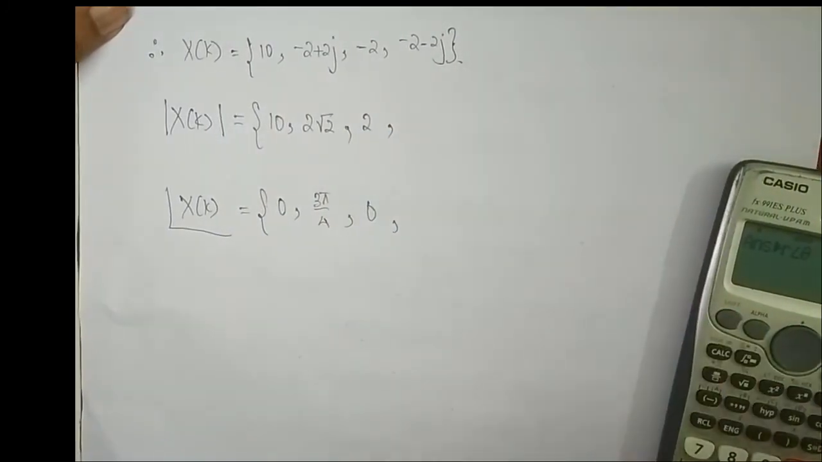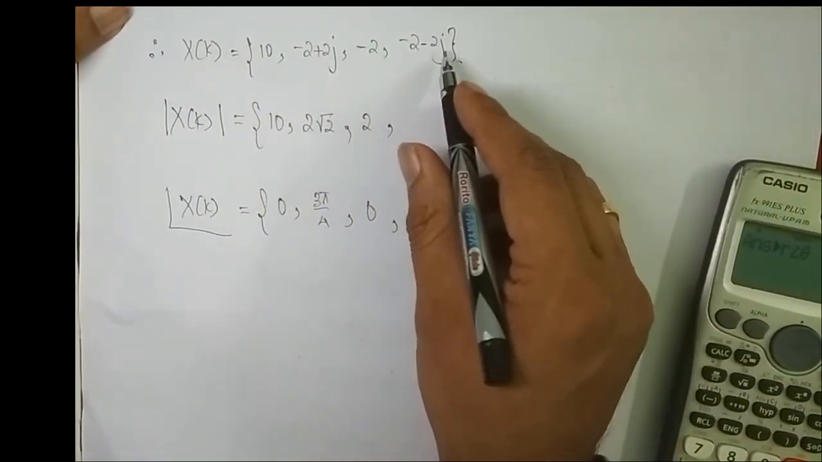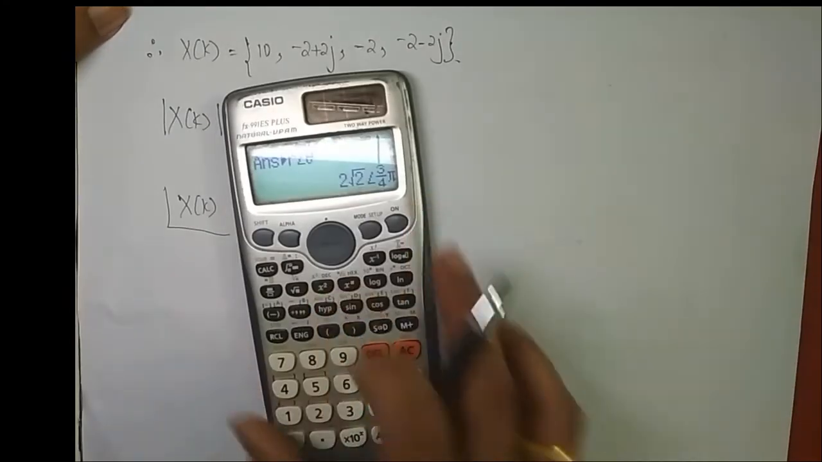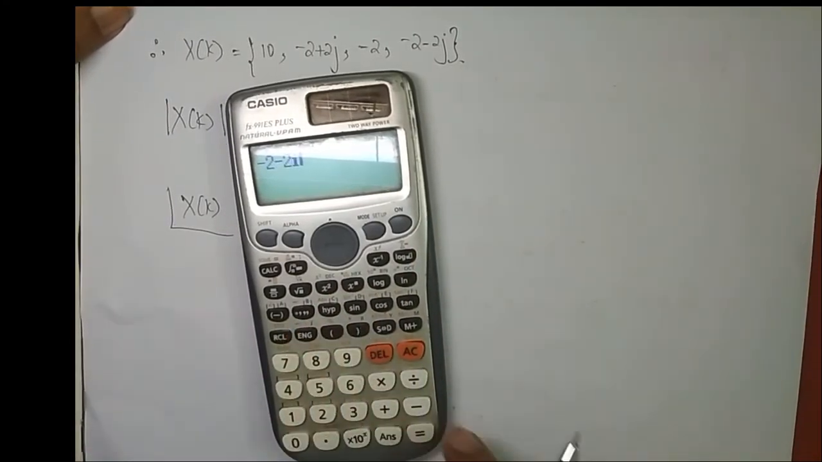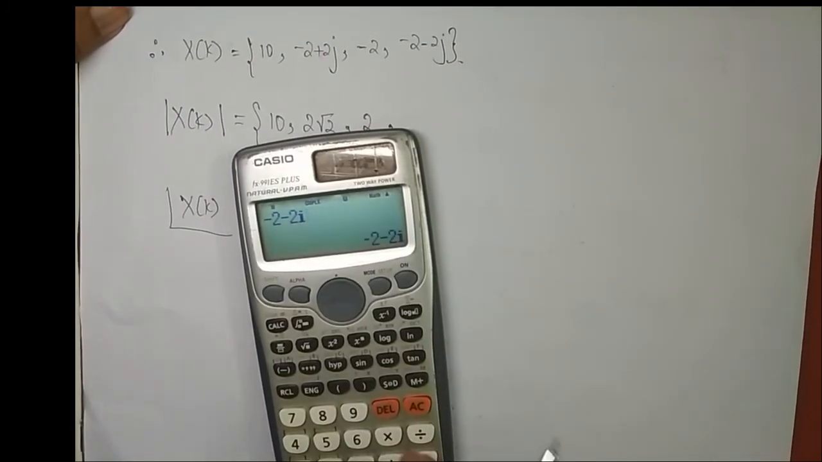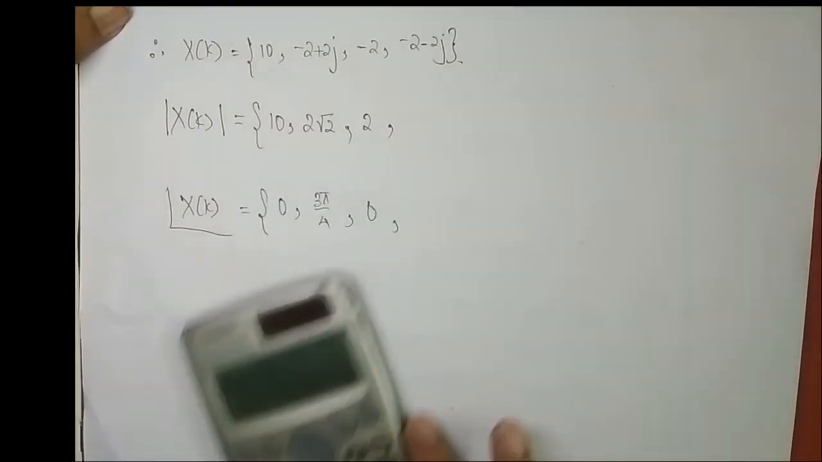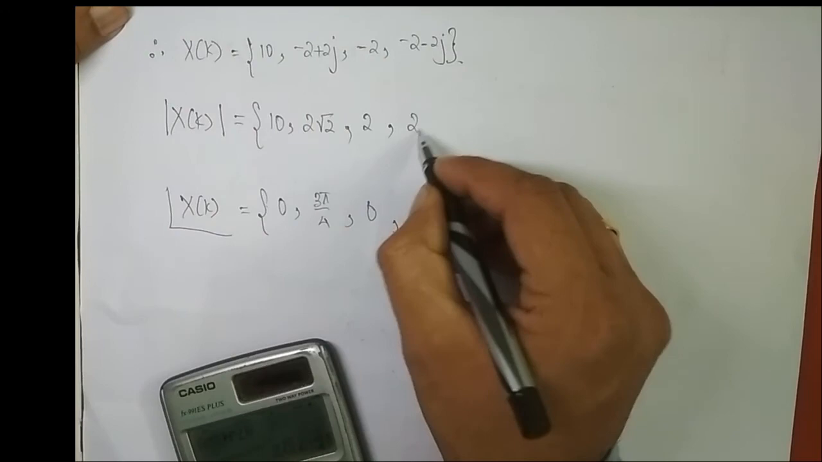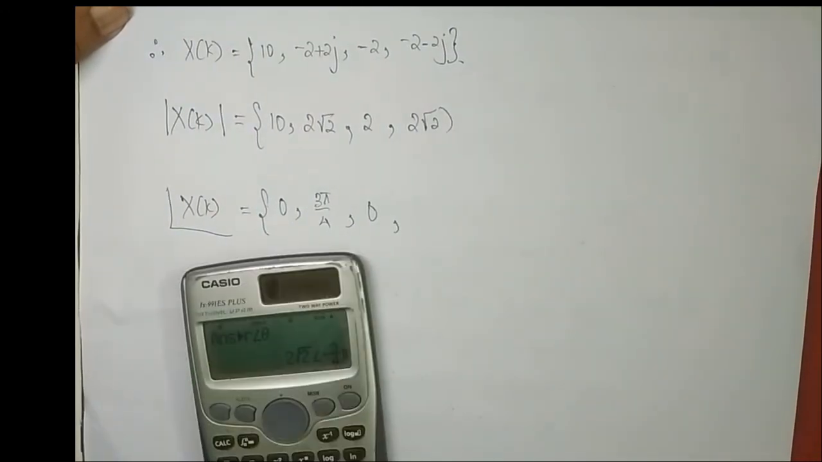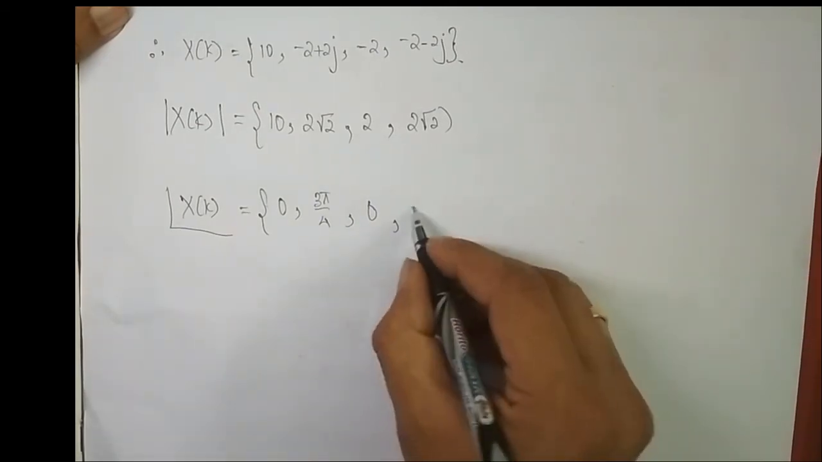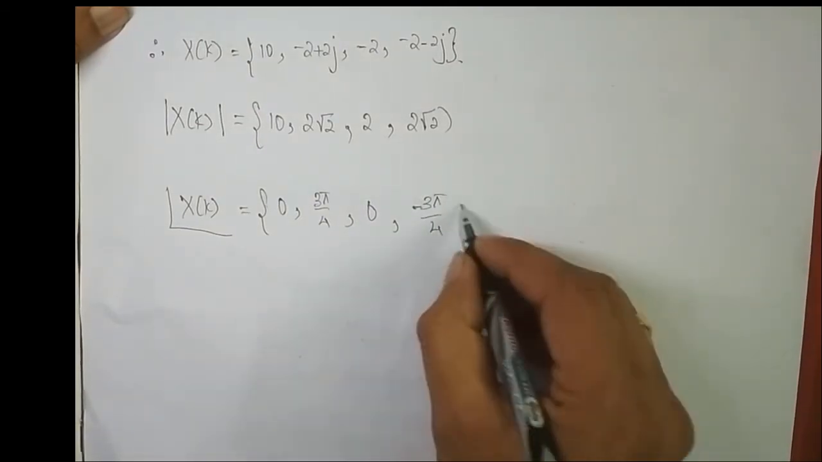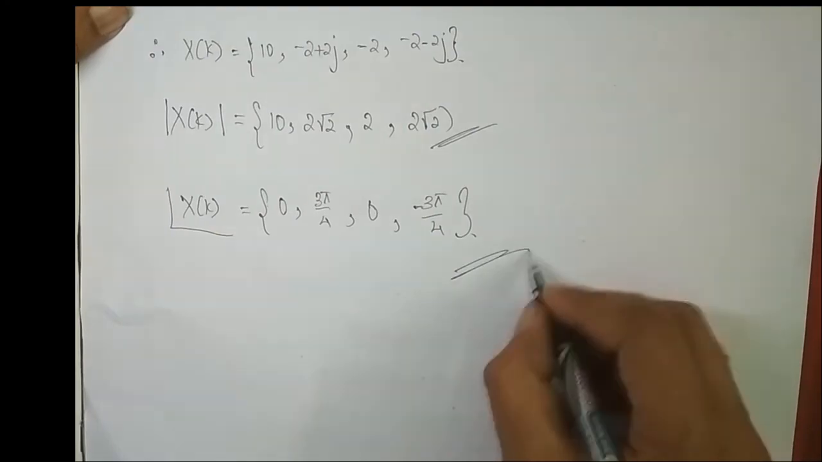And what about minus 2 minus 2j? What is its magnitude and phase angle? So shift complex, the magnitude is 2 root 2, right? And the phase angle is minus 3 pi by 4. So minus 3 pi by 4. So this is the magnitude and this is the phase angle.